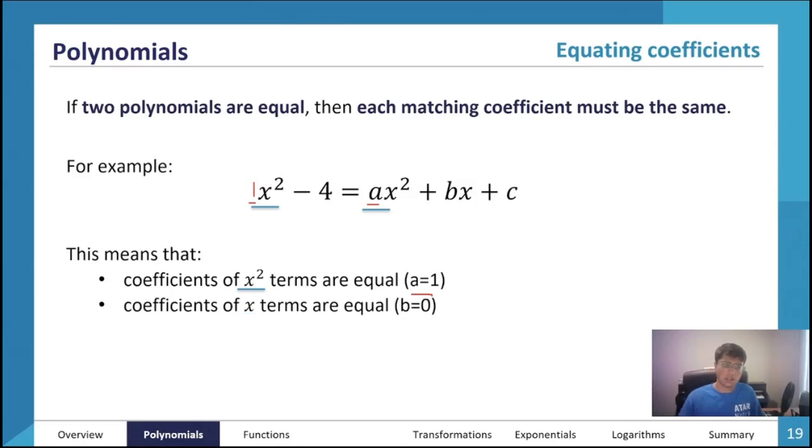Similarly, we can see that the x terms are going to be equal, and that tells us that b is equal to 0. In this case, you can imagine there being a plus 0x term here, and so that 0 is going to be equal to b. And then c is equal to negative 4.